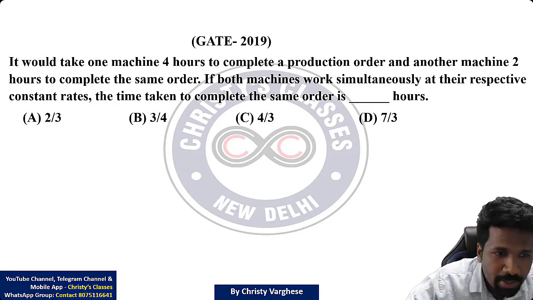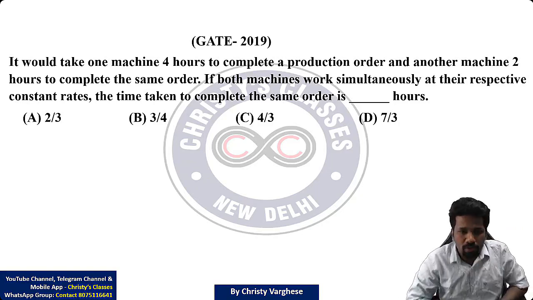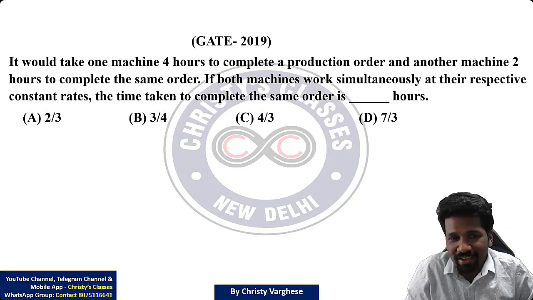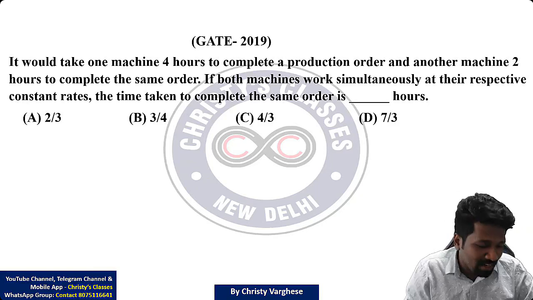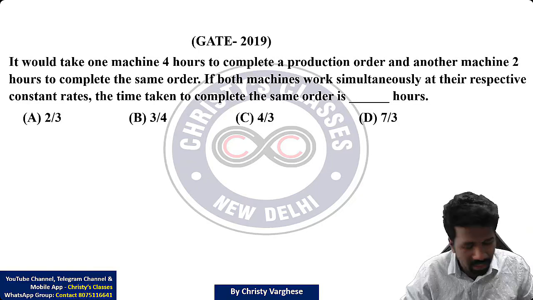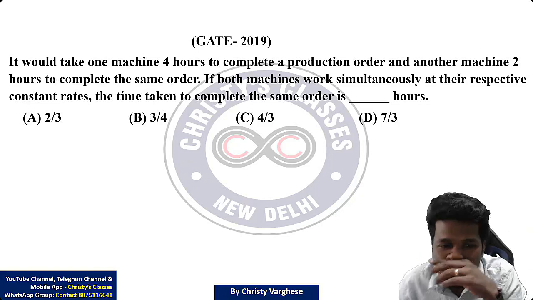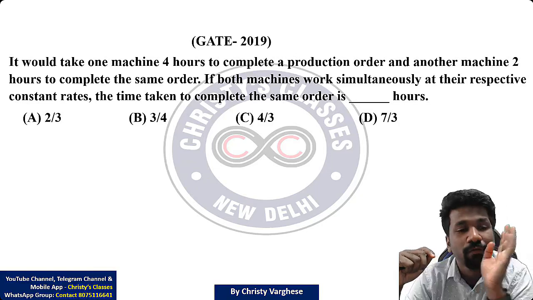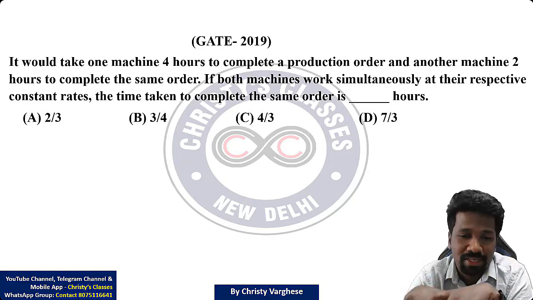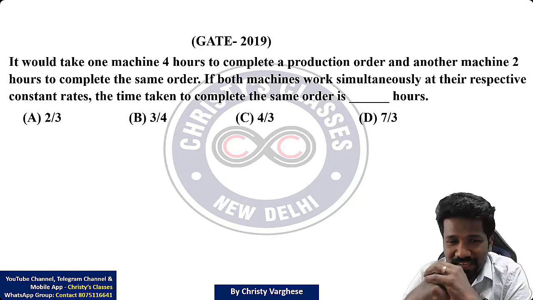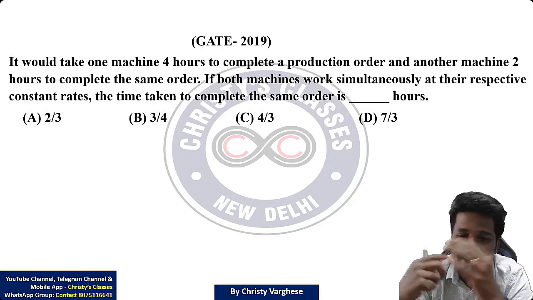Okay, let's start explaining. It would take one machine 4 hours to complete a production order. Here the work is defined. But if you want, you can replace that with eating a pizza. Thinking that way also, there is no problem. Instead of completing a production order, eating a pizza is the work to be done. One can eat a whole pizza in 4 hours. The second machine or second person can eat a pizza in 2 hours. And both are working together, so how many hours will it take?